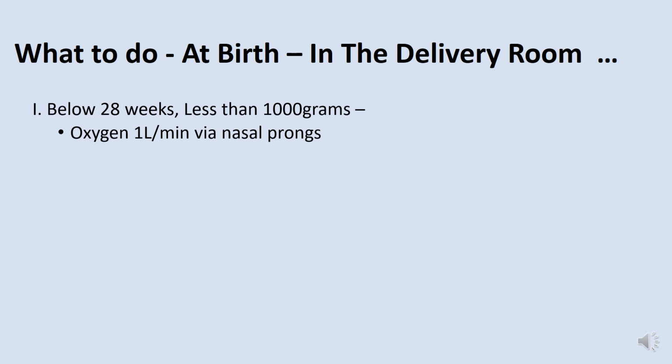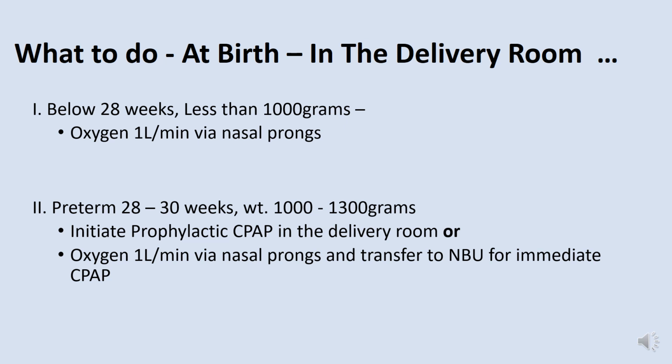If you're dealing with a preterm who is less than 28 weeks and less than 1 kilo, these are babies that you should not use CPAP on, remember? So you put them on oxygen. This will be high flow, 1 liter per minute via nasal prong. If you're dealing with a preterm between 28 and 30 weeks or weight 1 to 1.3 kilos, then you initiate prophylactic CPAP in the delivery room, or you can put them on oxygen at 1 liter per minute via nasal prongs and then transfer them to the newborn unit where they can be initiated on CPAP.